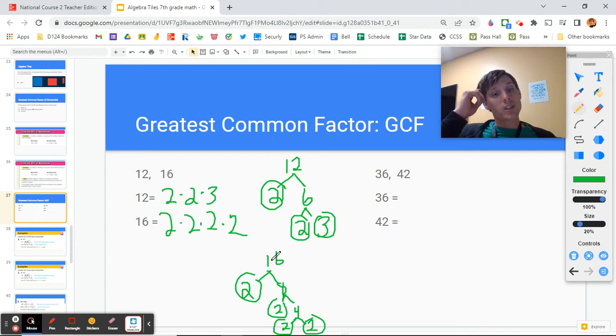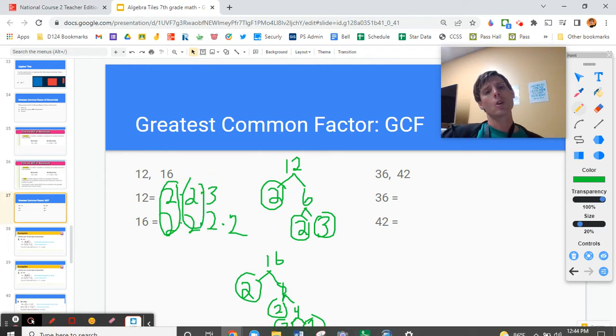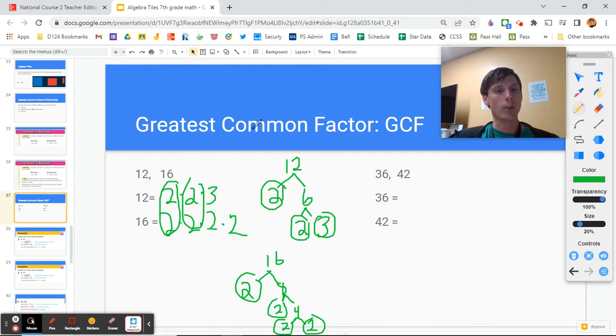All right, we can look at these two numbers and see our greatest common factors. We've got a pair of 2's. We've got a pair of 2's. So what is the greatest common factor of both 12 and 16? Well, they both have a pair of 2's as greatest common factor. So 2 times 2 is 4, right? So 4 we know must go evenly into both 12 and 16. All right, so the greatest common factor of 12 and 16 is 4.